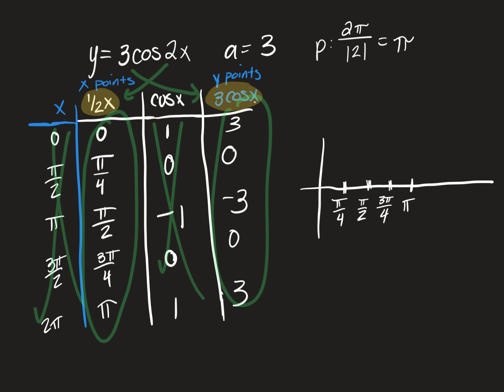At 0, our graph is at what? 3. So we plot 0, 3. At pi over 4, it's 0. At pi over 2, it's negative 3, 0, 3. So it goes whoosh.